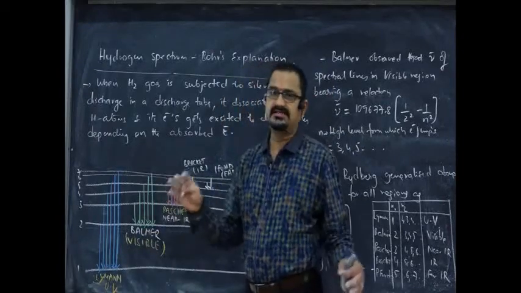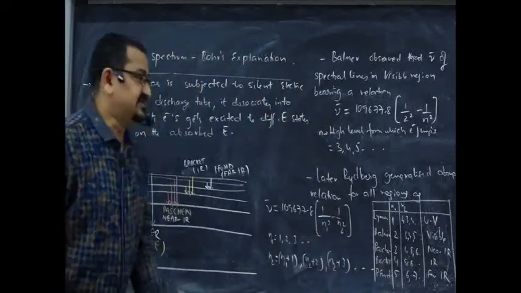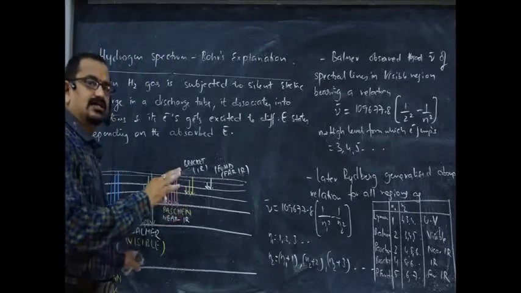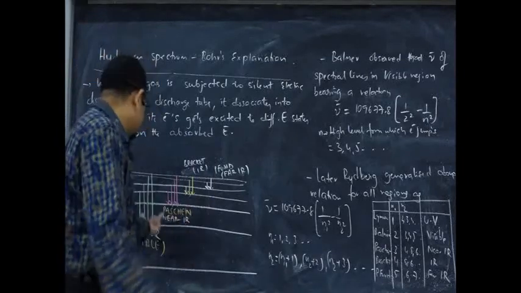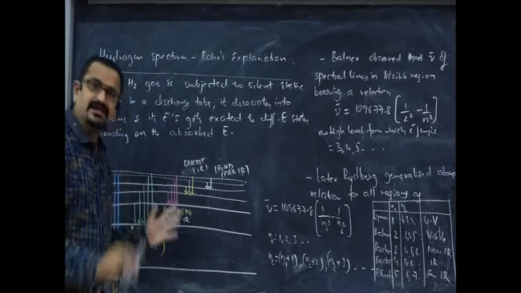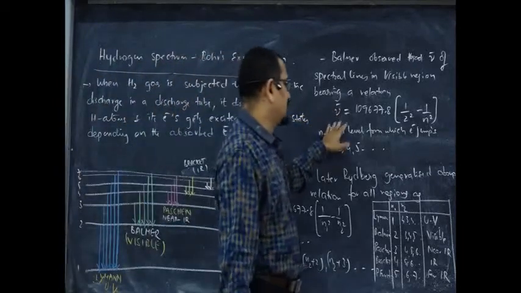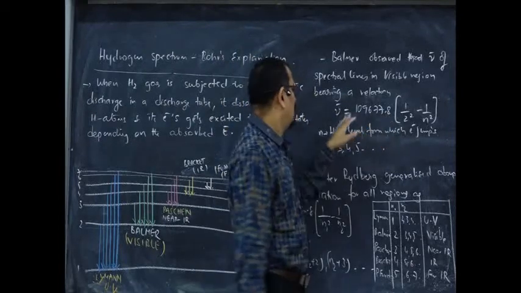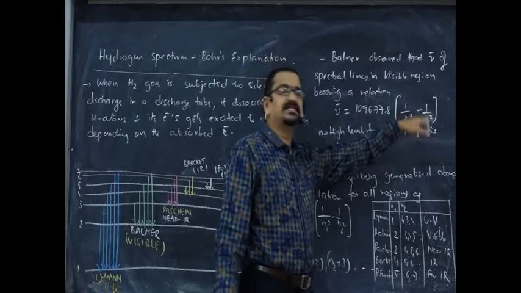Balmer was the one who first noticed these spectral lines in the visible region, and he also gave a relation for the wave number of these spectral lines. Initially, he gave this relation for the visible region: nu bar equals 109677.8 into (1 by 2 square minus 1 by n square).